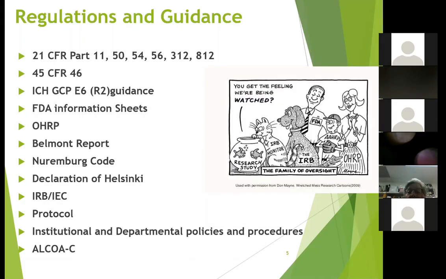There are OHRP guidances. All of us are probably familiar with the Belmont Report, the Nuremberg Code, and the Declaration of Helsinki. We had to read all those when we took the CITI human subject protection training. The SOPs of the IRB or your IEC, we need to be familiar with those. The protocol, if your study requires, or the procedures outlined for your study. Any institutional or departmental policies or procedures you must adhere to, and of course, ALCOA C that we previously identified.